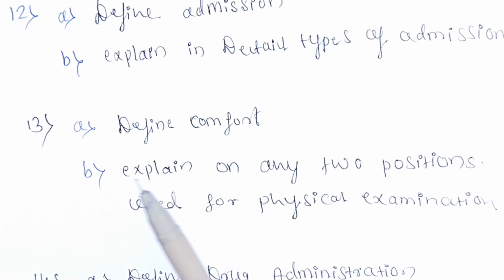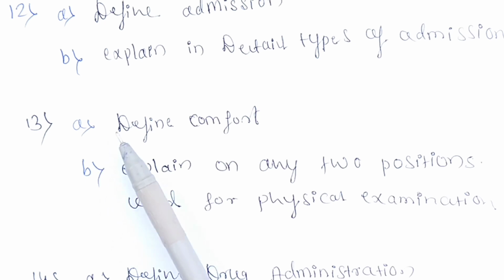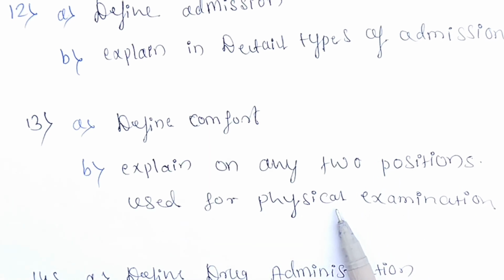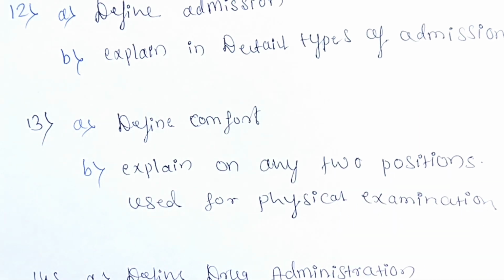Next question, thirteenth. In that, A question is define comfort. B question, explain any two positions used for physical examination. For the physical examination, write in detail about any two positions for the physical examination.